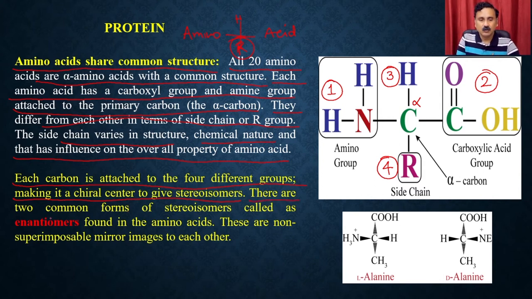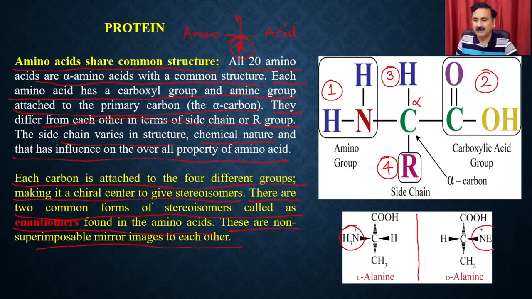There are two common forms of stereoisomers, called enantiomers, found in amino acids. These are non-superimposable mirror images of each other. So what you see here is an enantiomer, a mirror image. If you see all the groups, what is present on this side is present on this side in this particular amino acid. This is the example of the L amino acid versus the D amino acid.